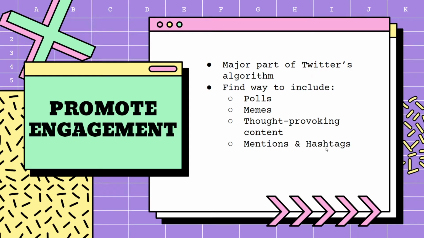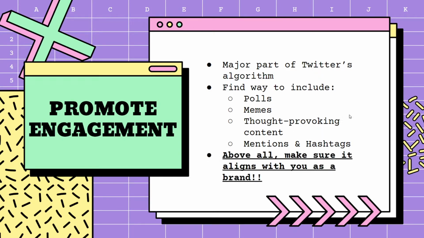And then mentions and hashtags, which I actually have 2 slides specifically for each one of these, and we'll go into this a little bit more. But above all, make sure it aligns with you as a brand. Even if you're posting meme content, make sure it's meme content that aligns with your streaming persona. I'm not gonna post a COD meme on my Twitter because I don't play COD. I don't even play FPS games. If I posted a meme like that, people would expect me to play those kind of games. So even though it's funny and I might get the joke, I would avoid using that. That's what I mean by make sure it aligns with your brand.